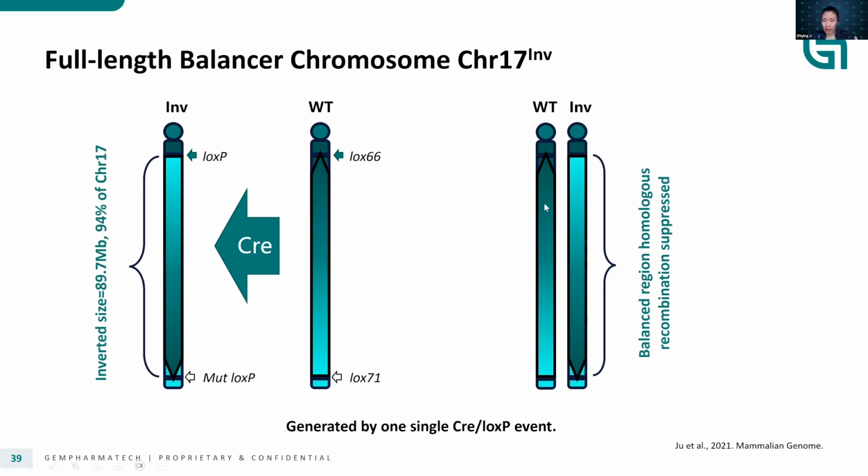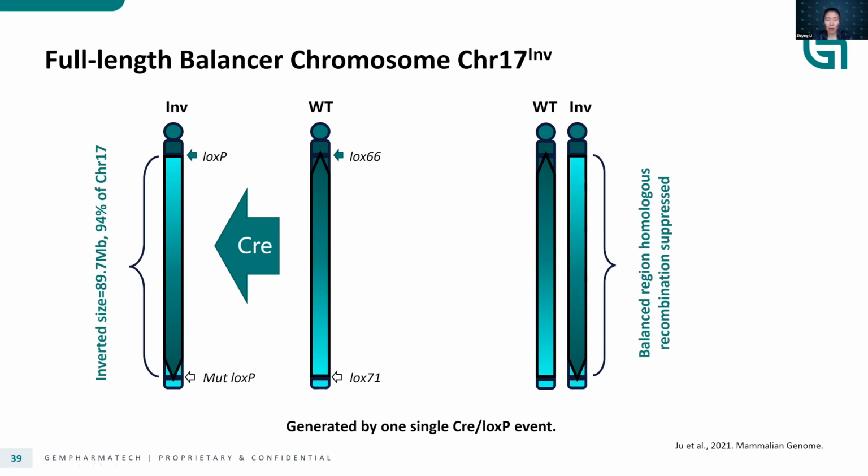So that's the idea of the balancer chromosome. Here is the way that our company has done it for chromosome 17. Let me introduce chromosome 17 very briefly. It is not the biggest, as you have heard from me. Chromosome 1 is the biggest one. It has a size of about 90 megabases.